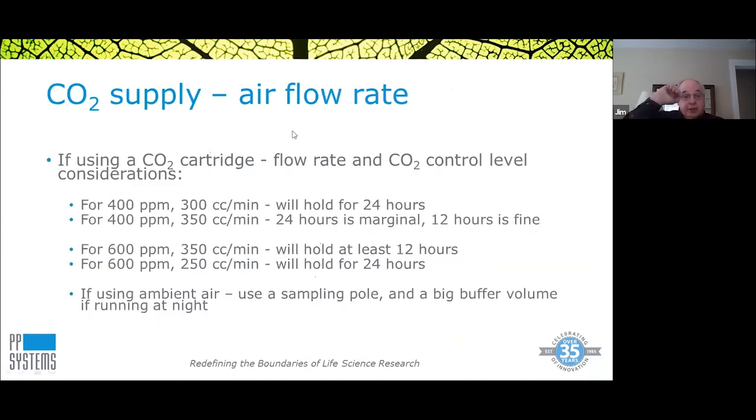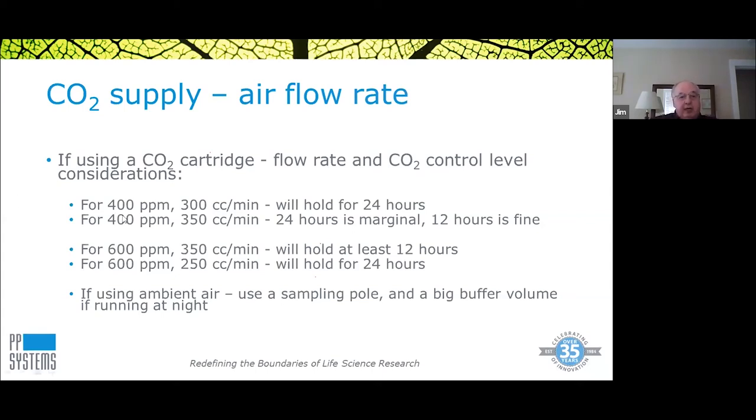So another consideration is CO2 supply and airflow rate. If you're using a CO2 cartridge, which is normally most appropriate and the way it's recommended to do things, if you can do that, the CO2 cartridge has a limit. And these are just some things that I have learned. There's nothing scientific about this except experience.